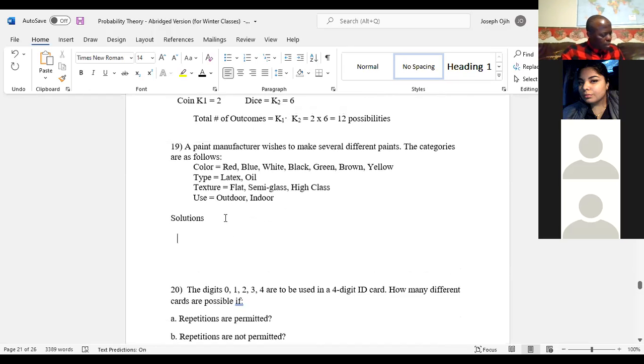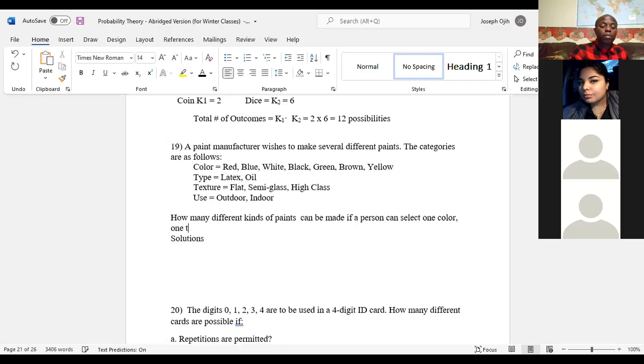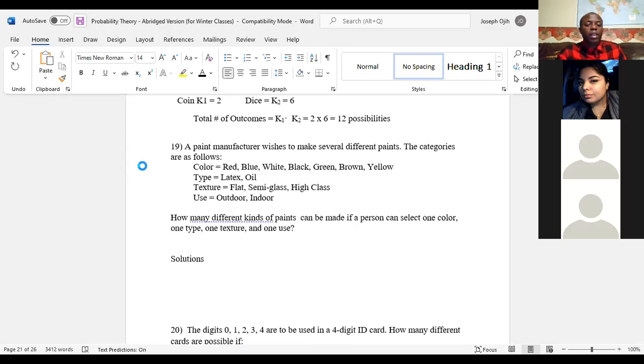Let me type it. It says, how many different kinds of paints can be made if a person can select one color, one type, one texture, and one use? That's how many different kinds of paint can be made. A person can select one texture.